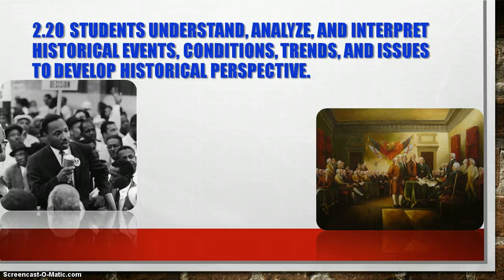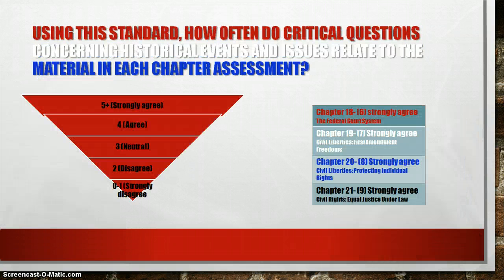The last standard I used for analyzing this textbook is 2.20. Students understand, analyze, and interpret historical events, conditions, trends, and issues to develop historical perspective. I used the Likert scale again to interpret the data I gathered based on my key question, which is, using this standard, how often do critical questions concerning historical events and issues relate to the material in each chapter assessment?